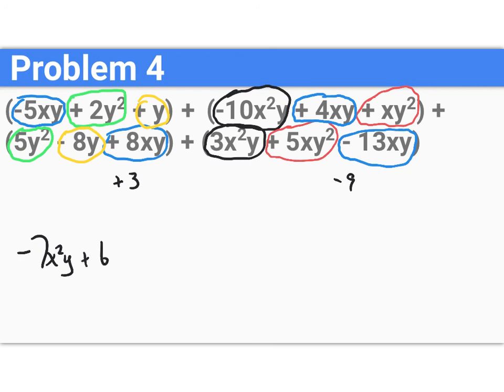Plus 6xy squared. Then we go to the blue circles, which gave us negative 6xy. Then we went to the green, which is 5 and 2, plus 7y squared. And then we go to the yellow finally, minus 7y. And that should be the same thing I had on the previous page.